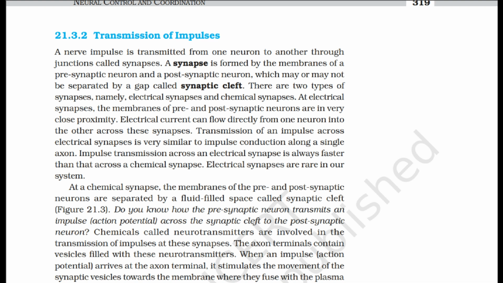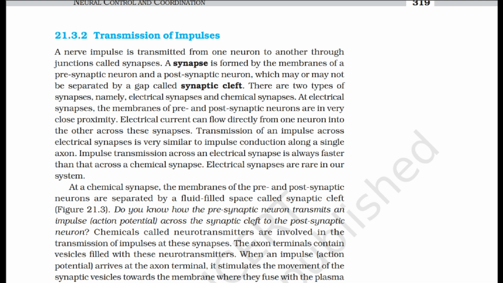At a chemical synapse, the membranes of the pre- and postsynaptic neurons are separated by a fluid-filled space called synaptic cleft. Do you know how the presynaptic neuron transmits an impulse, action potential, across the synaptic cleft to the postsynaptic neuron? Chemicals called neurotransmitters are involved in the transmission of impulses at these synapses. The axon terminals contain vesicles filled with these neurotransmitters.